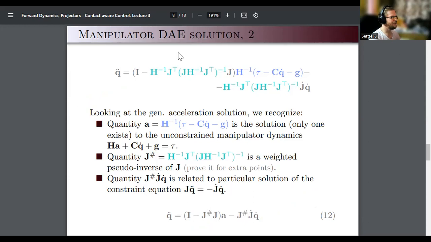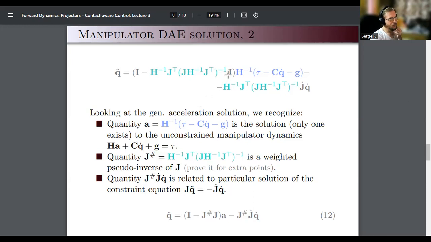Now, here is my proposal. This is just to pause the lecture a little bit. Here, I claim that this is a weighted pseudo-inverse of J, with the weight being H.